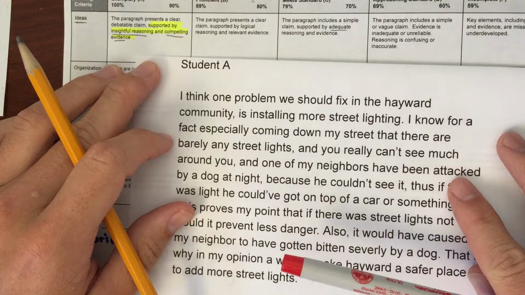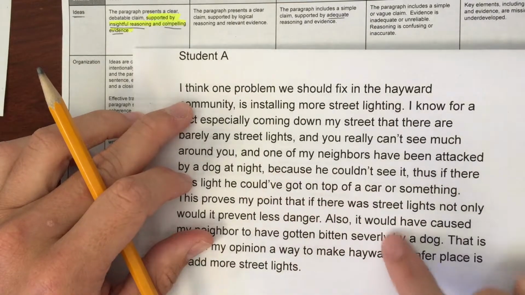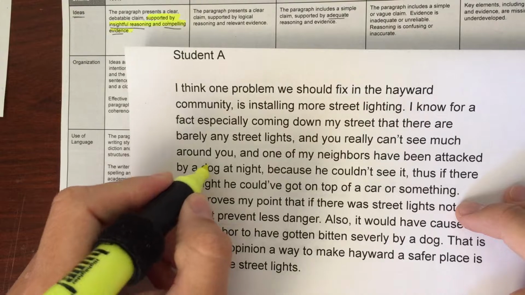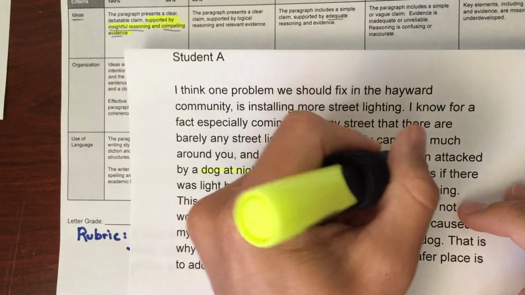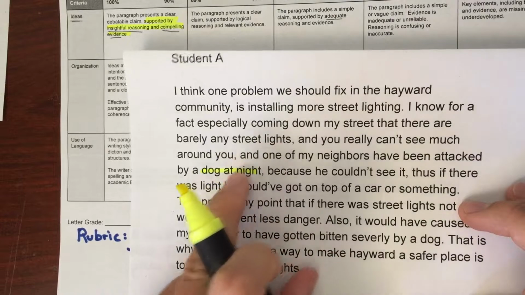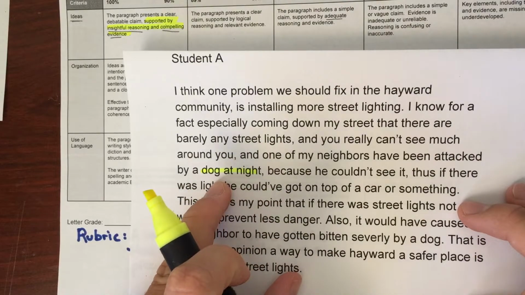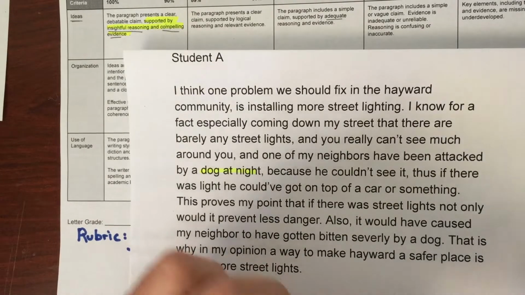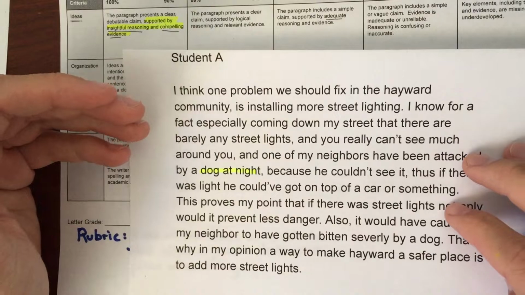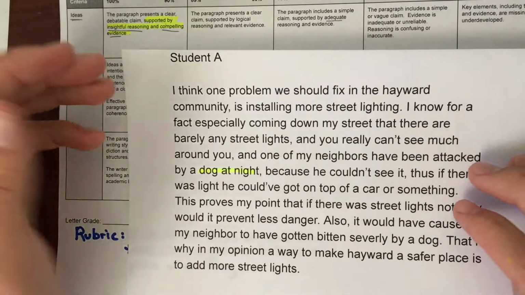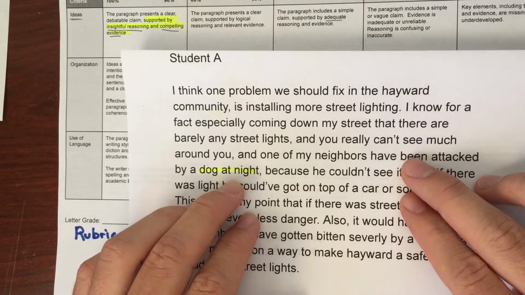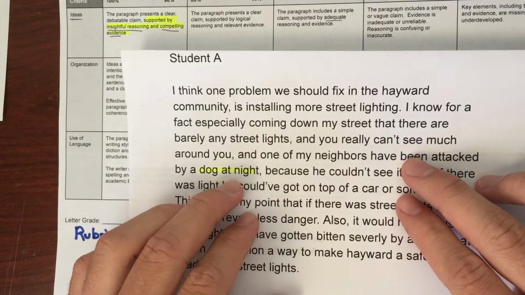We're going to start with ideas. The first thing that I noticed when I was reading this document for ideas was that this person uses, as their evidence, this dog attack. They're talking about how if there are more street lights in Hayward, then this person wouldn't have gotten attacked by a dog. Now, for me, dog attacks are a pretty rare occurrence, and if I'm trying to convince people to get new lighting in Hayward, I'm not so sure that one example of a neighbor who's been attacked by a dog is going to convince me that streetlights are the best use of our money.